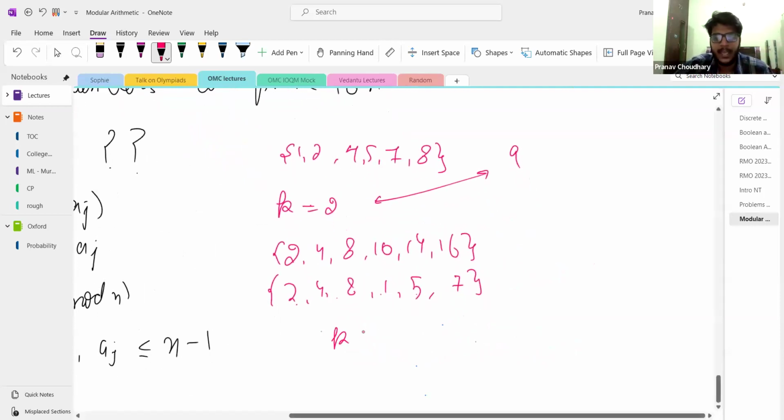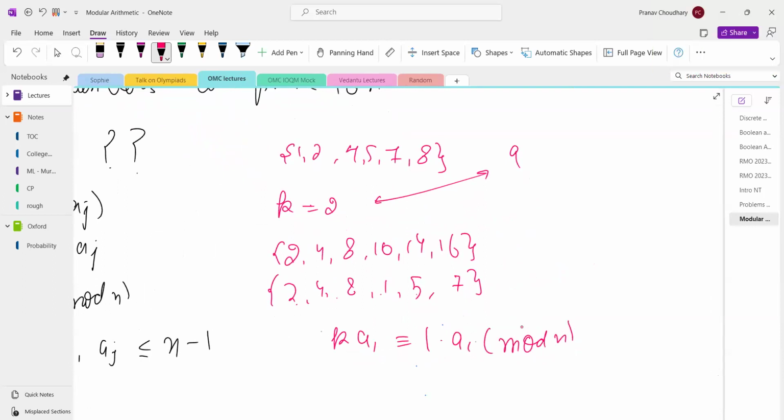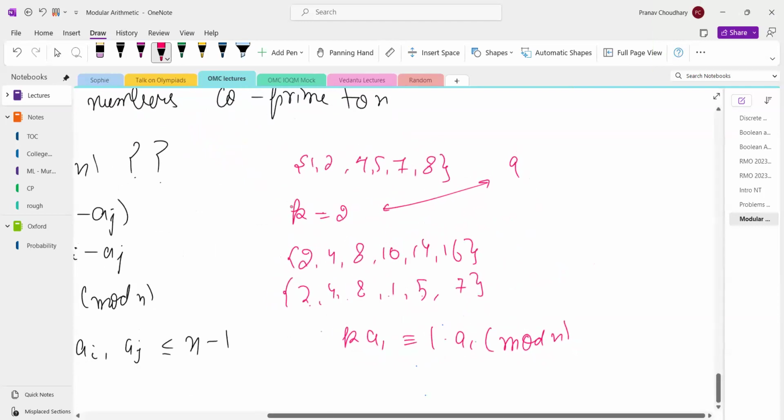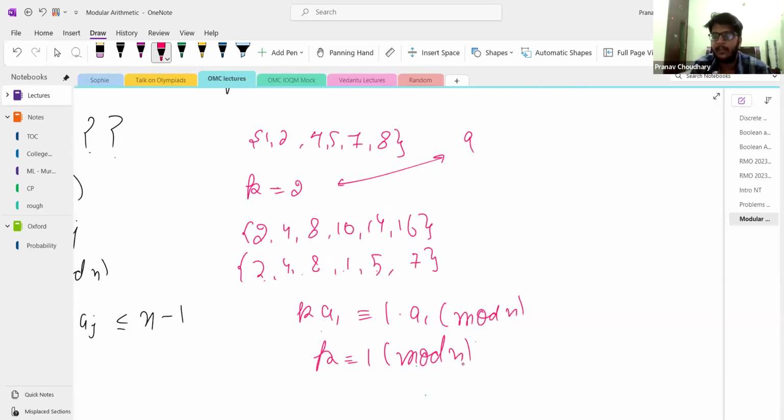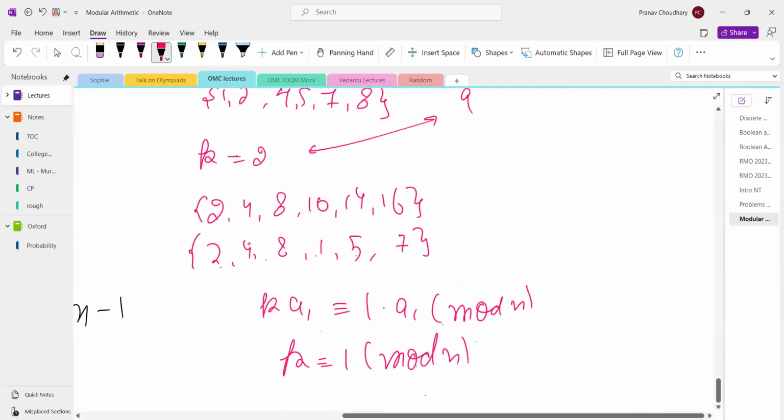You said that K A1 is congruent to 1 into A1 mod n. But this is not true. It is only true if K is congruent to 1 mod n. But K can be anything as long as it's coprime. 1 is not the only coprime number to n, right? For 9, it can be 2. For 10, you can have 7. Stuff like that, right? Okay, that's fine.